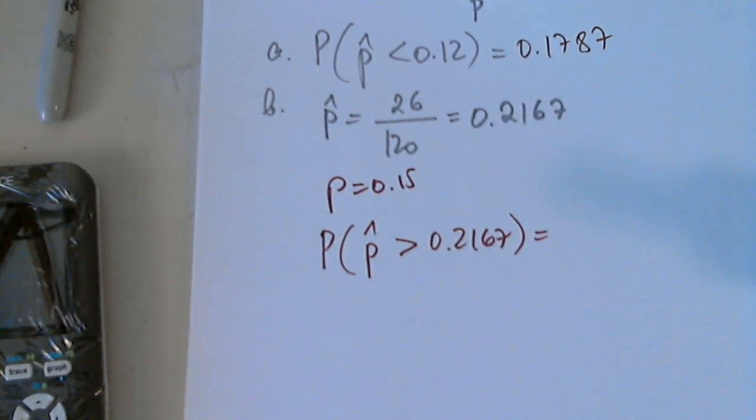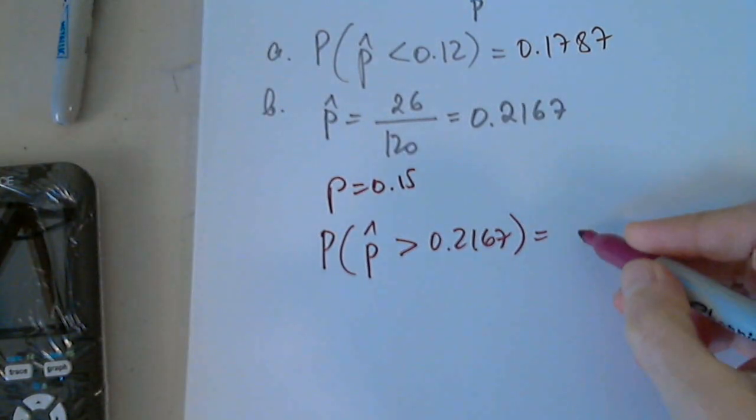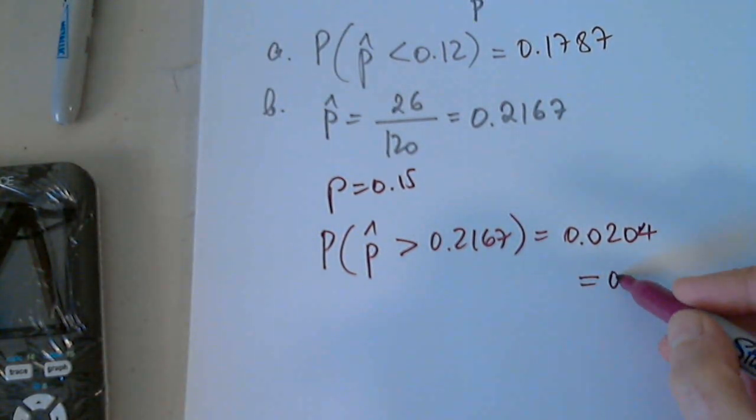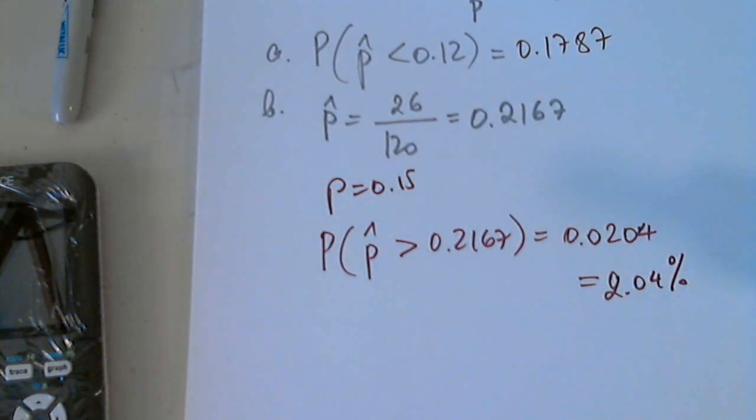So let's do it with StatCrunch because I have it up. I'm sharing again. So I have the mean is this and the standard deviation is that. And we want to change the symbol to greater than, and we want to put in here 0.2167. And let's compute. So 0.02. So what we conclude is that this is kind of unusual because it's 2%, 0.0204, if you want. So this is 2.04%.